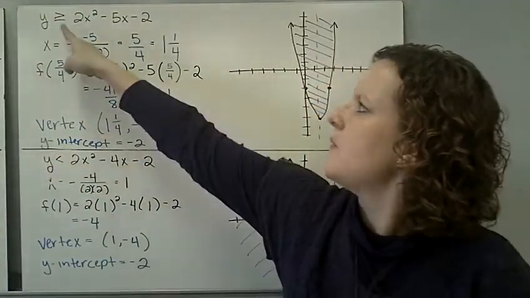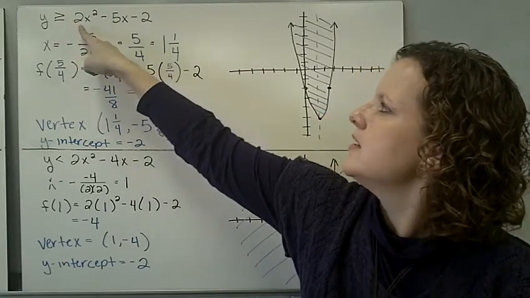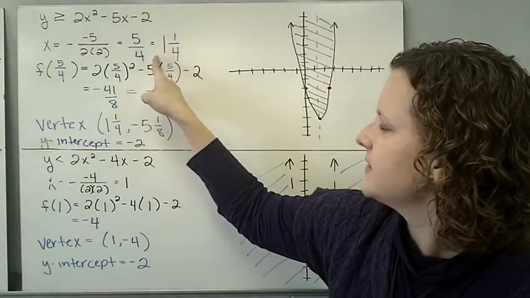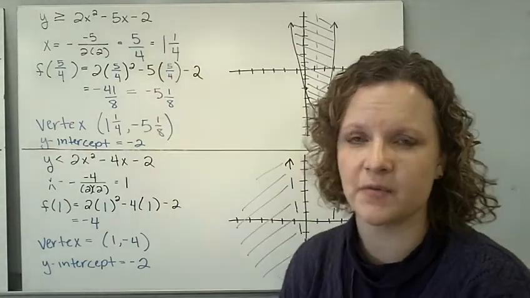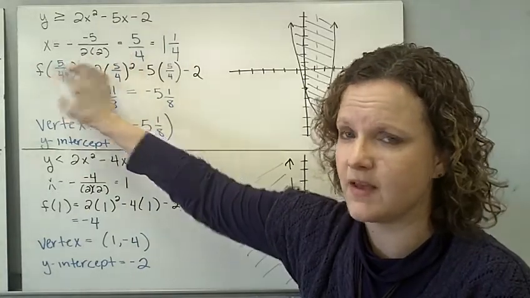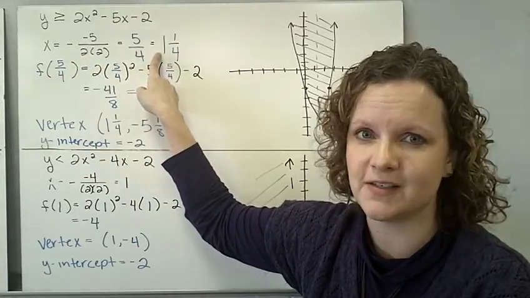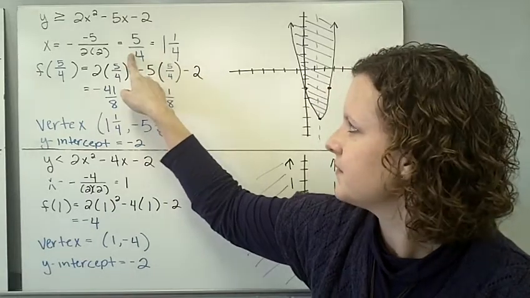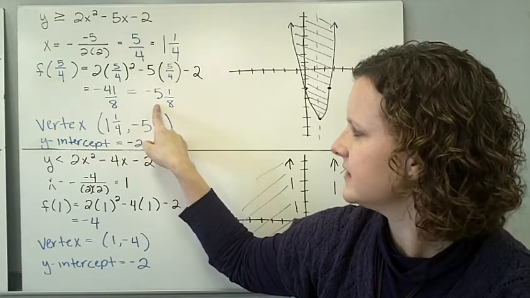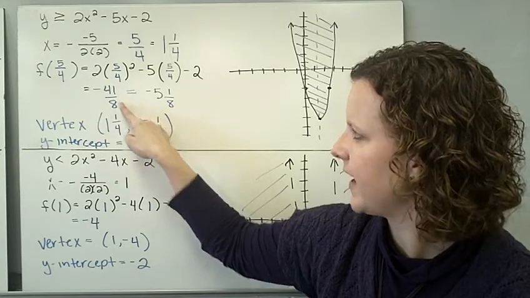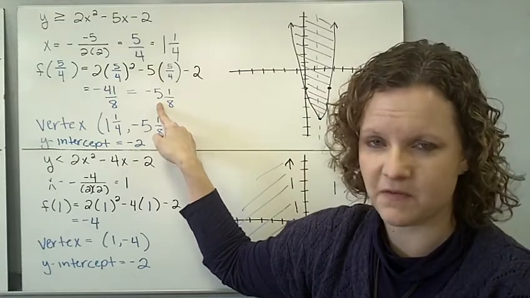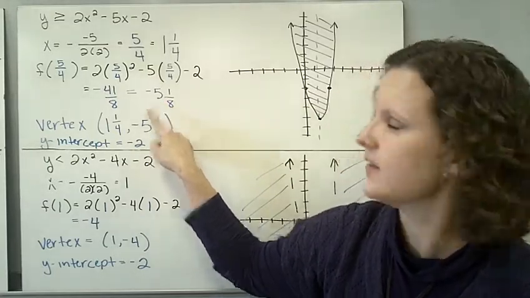Let's try another one. y is greater than or equal to 2x squared minus 5x minus 2. We get our axis of symmetry, which ends up being an improper fraction. The improper fraction will be easiest to do your math with. The mixed number is going to be easiest for you to graph with. So I kept 5/4, replaced that with x, and did the calculation. Negative 41 over 8, your mixed number is negative 5 1/8. The negative 5 1/8 is going to be easiest for you to graph with.